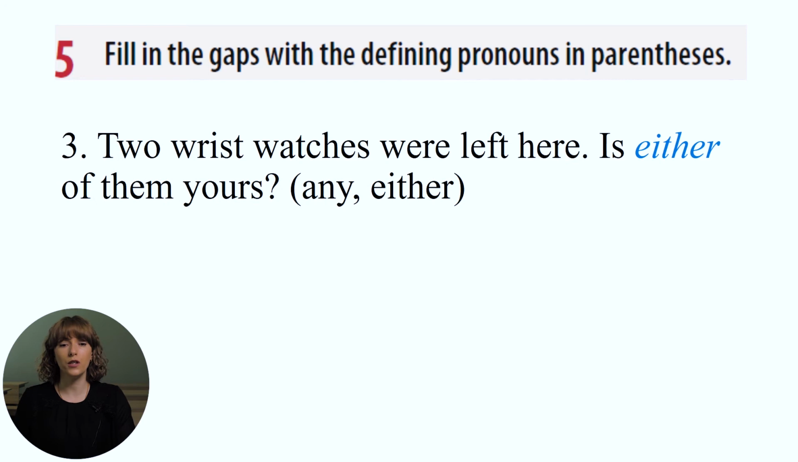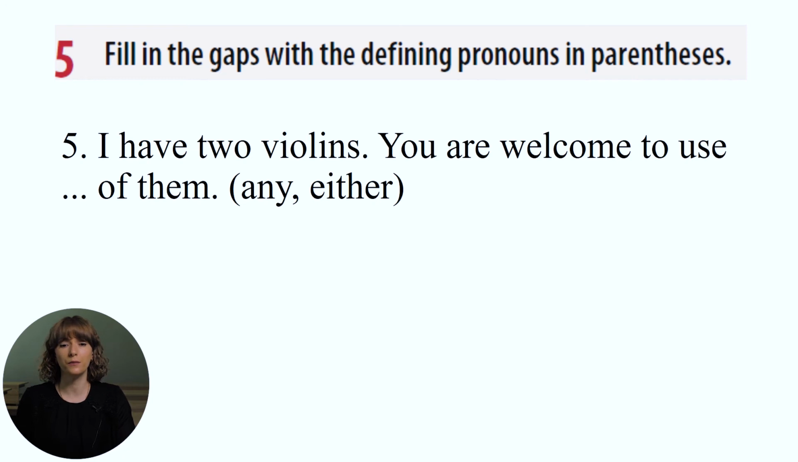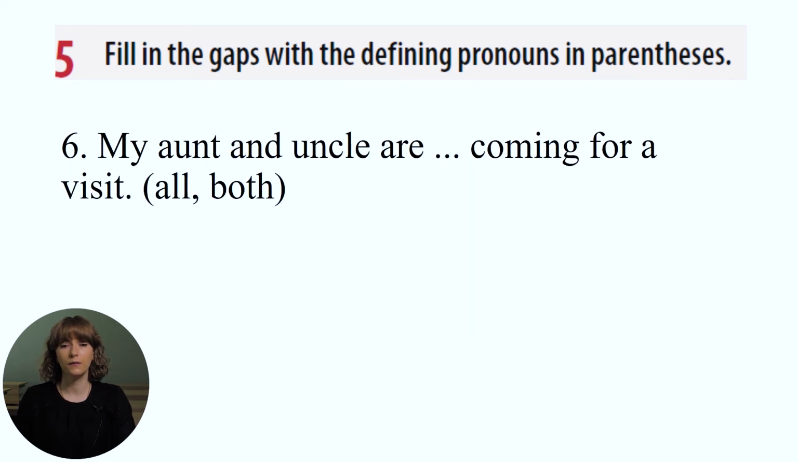Two wristwatches were left here. Is either of them yours? What about this sentence? He has 3 nephews. All of them have graduated from university. Sentence number 5. I have 2 violins. You are welcome to use either of them. Next sentence. My aunt and uncle are both coming for a visit.